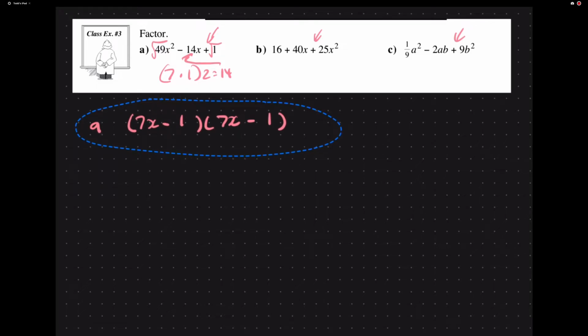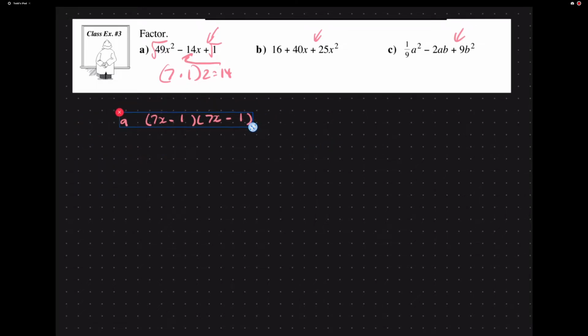Let's resize that. Take a look at B. Now, I guess they're just trying to change things up a little bit. It's not in the form that we normally see. It's in ascending order instead of descending order, but I can just rearrange that into descending order if that makes it easier on you.